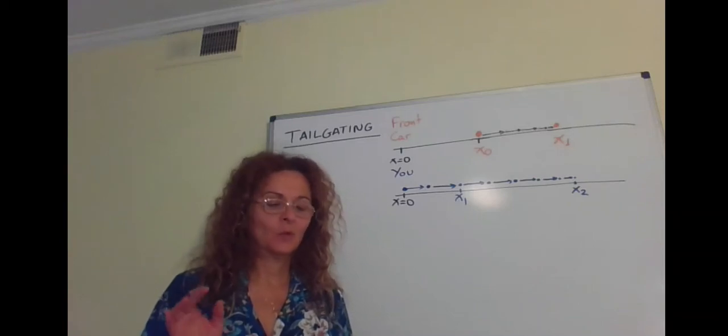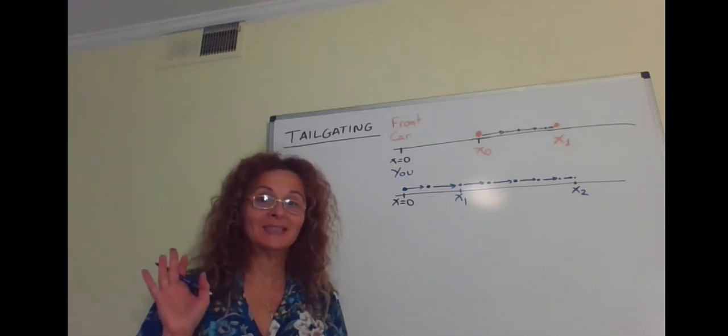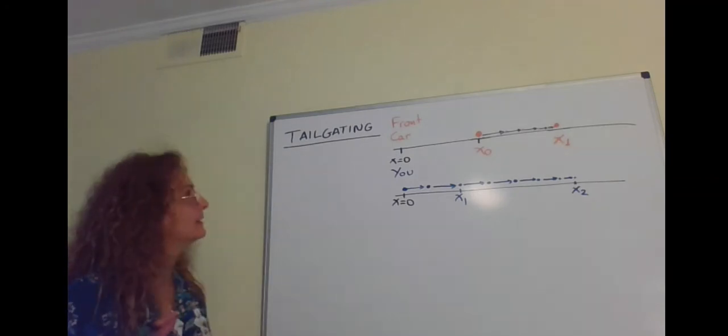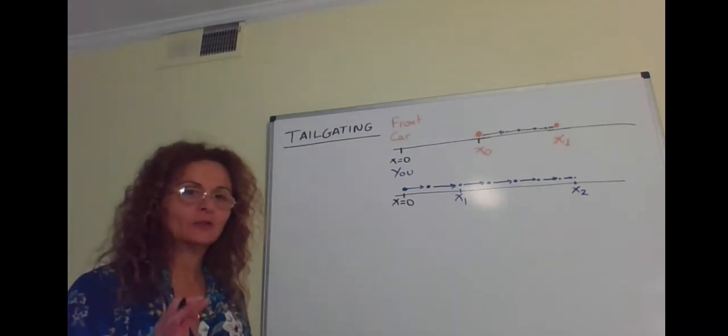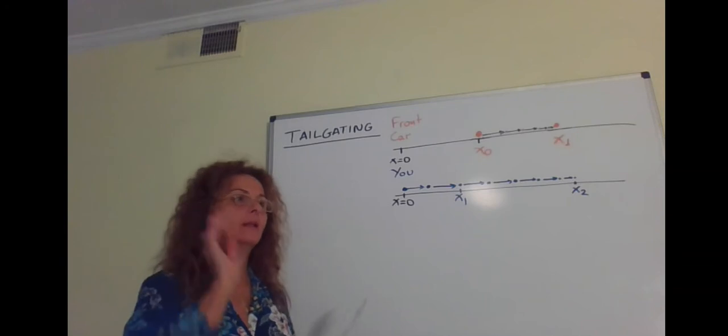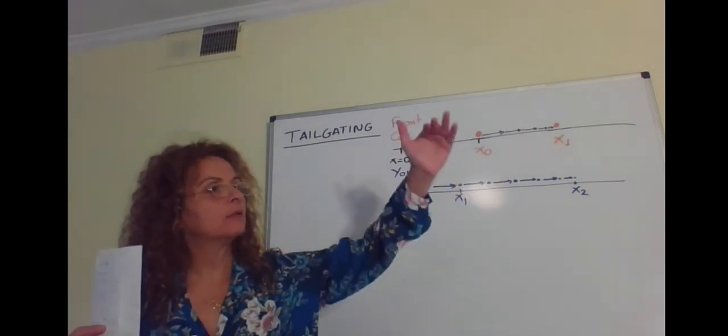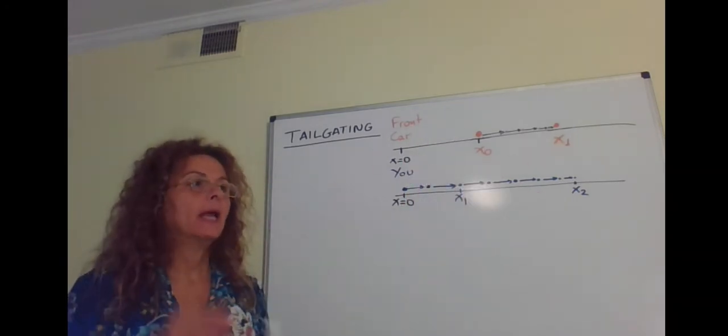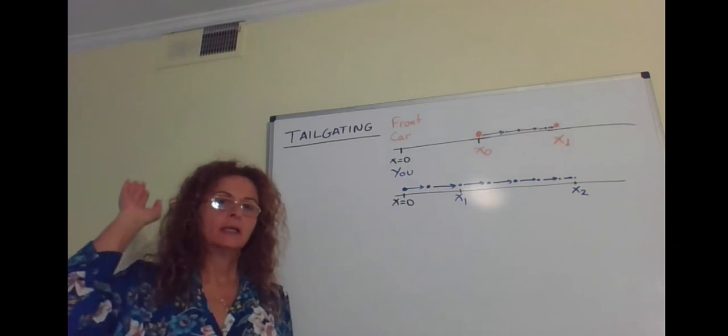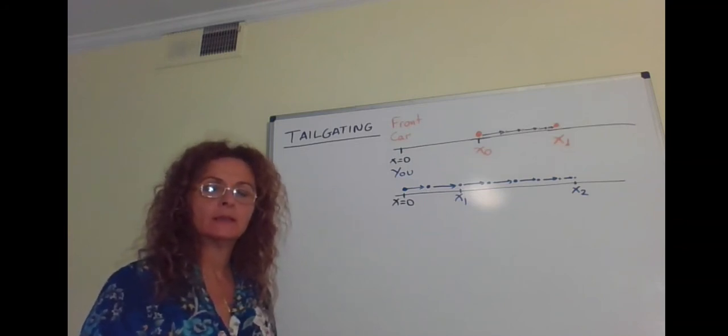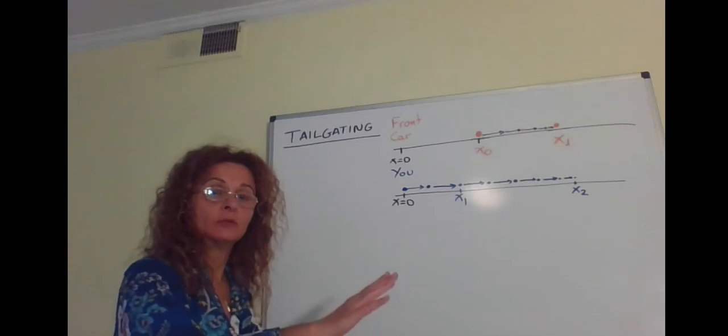Okay, so we're going to do a problem called tailgating. All right, so what is it? You're driving and you have a nice car in front of you at some distance, and all of a sudden he brakes. He slows down and stops.